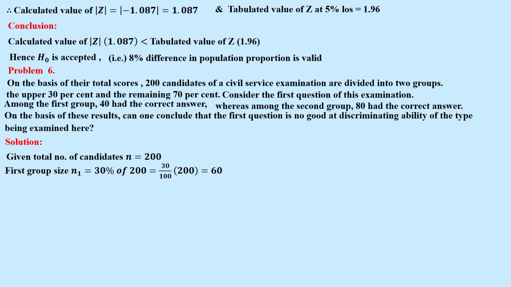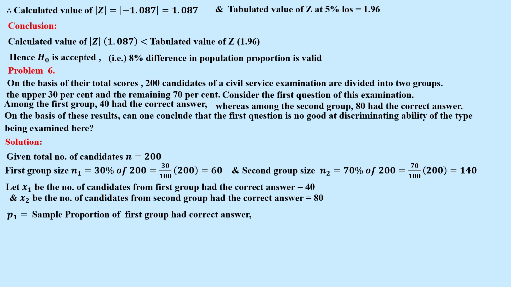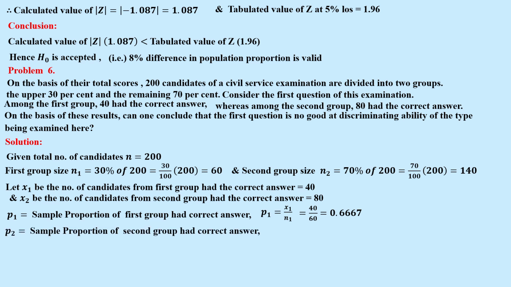Given total number of candidates 200, 30% of 200 is sample size n1, that is 60. The second sample size n2 is 70% of 200, that is 140. X1 is the number of candidates from the first group who had the correct answer, that is 40. X2 is the number of candidates from the second group having the correct answer, that is 80. p1 is the sample proportion from the first group, X1 by n1, 0.667. p2 is from the second group, X2 by n2, 0.5714.